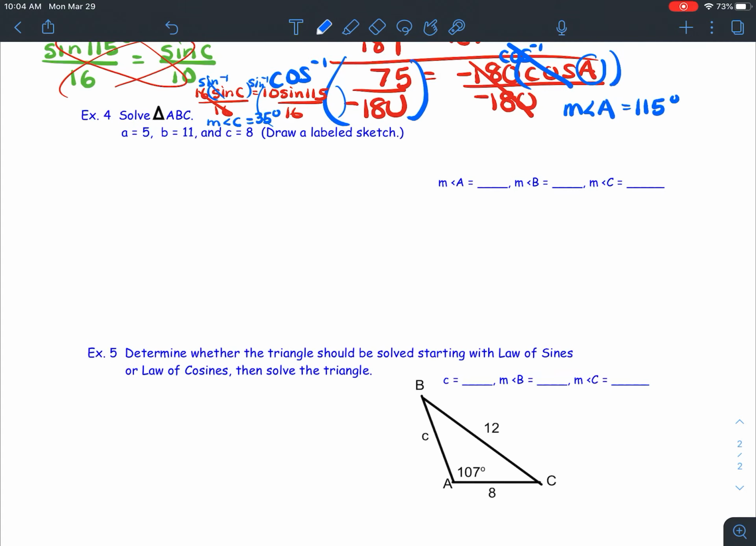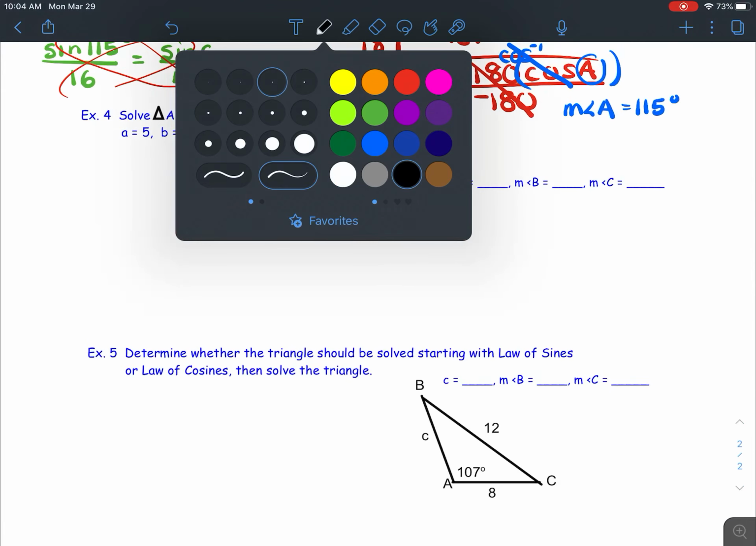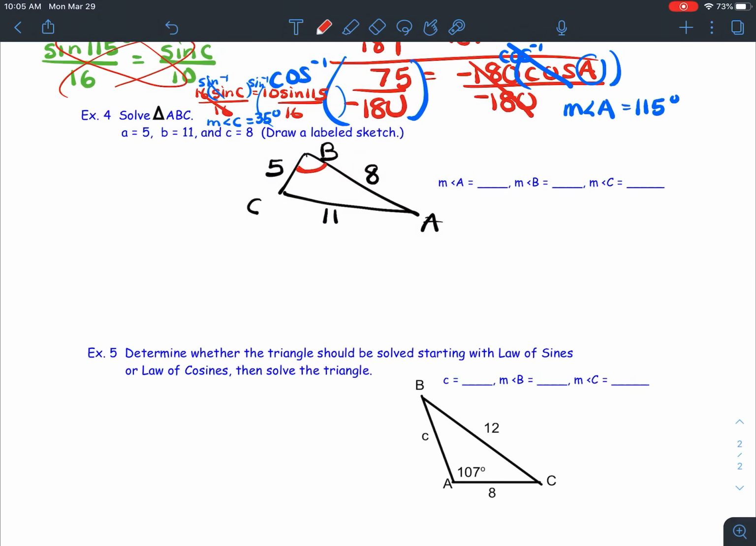Okay, so on this one, again, this is another side-side-side problem. I'm going to go ahead and draw a sketch here. This is triangle A, B, C. We're given side A is 5, B is 11, C is 8. I want to tackle finding the largest angle first. That would be angle B. So I'm going to set up my law of cosines as side B squared all the way on the left. Then the other two sides are squared and added together. Then I do minus 2 times each of the other two sides multiplied together, cosine angle B.